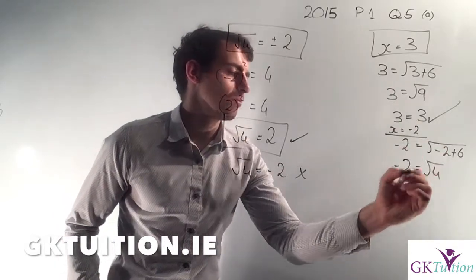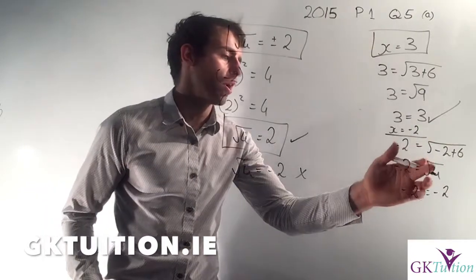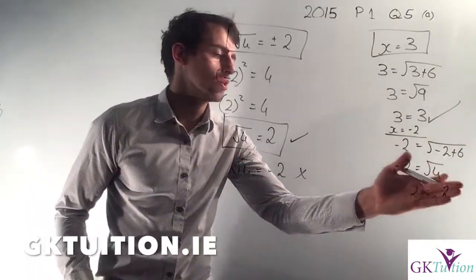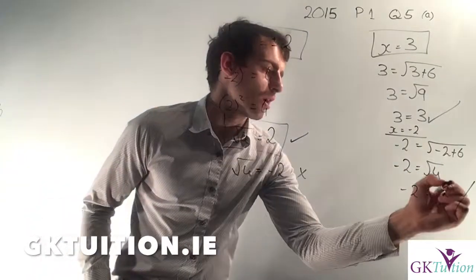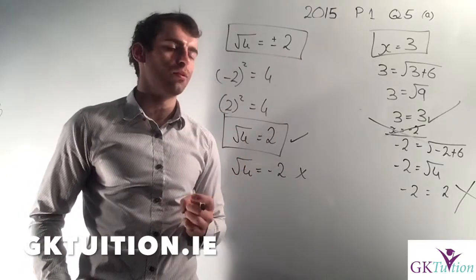I can't end up with minus 2 equals minus 2 here. I have to get 1 answer, so the square root of 4 is just 2. So I'm ending up with 2 equals minus 2, so that's not true. So in fact, in this question, I only had 1 answer. My answer was x equals 3.